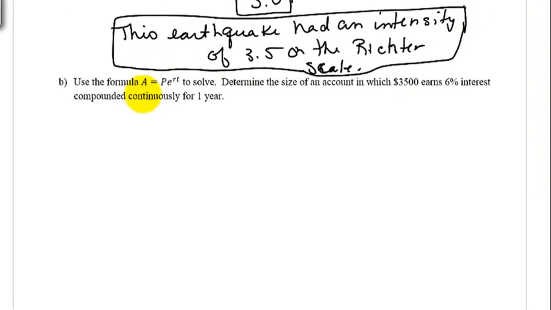Now on our next one, we're going to use the formula A equals P E to the RT to solve, and we're going to determine the size of an account in which $3,500 earns 6% interest compounded continuously for 1 year.